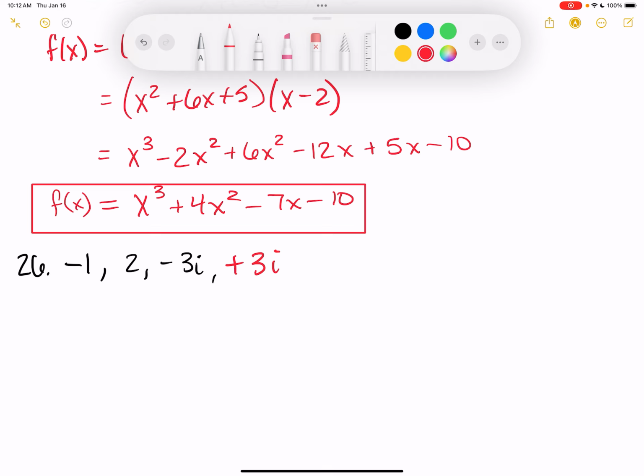So this applies for i's, but it'll also apply if I had plus the square root of 5. Minus the square root of 5 is also a zero. Okay, it works the same way. 5 minus the square root of 5 is 0.